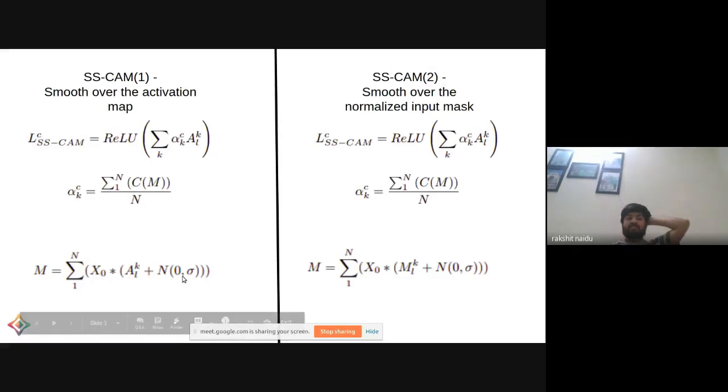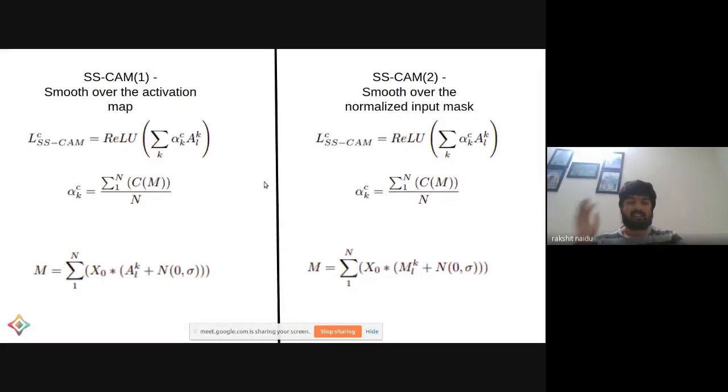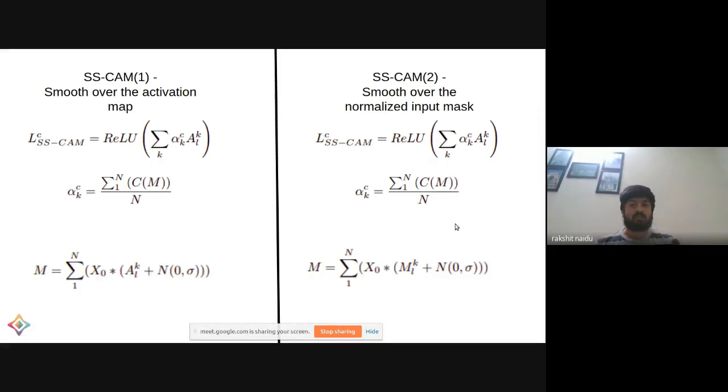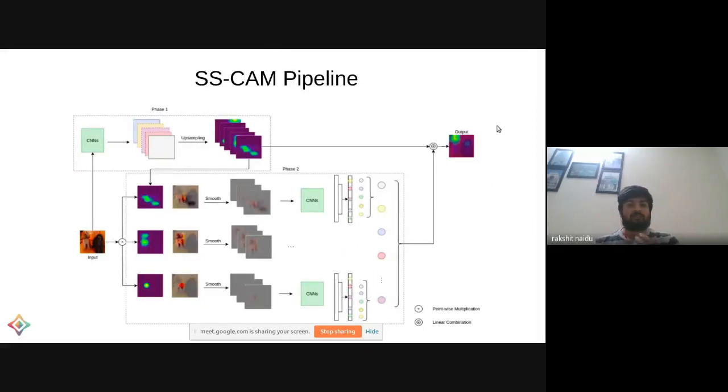So this is quite similar to Fatemeh's research, where she talked about adding noise to the activation maps, and then she used it for the pancreatic segmentation. But right here, we use it for a new CAM method that we were developing. So the first method adds noise to the activation maps, while the second one adds noise to the normalized input mask. And this is the SSCAM pipeline.